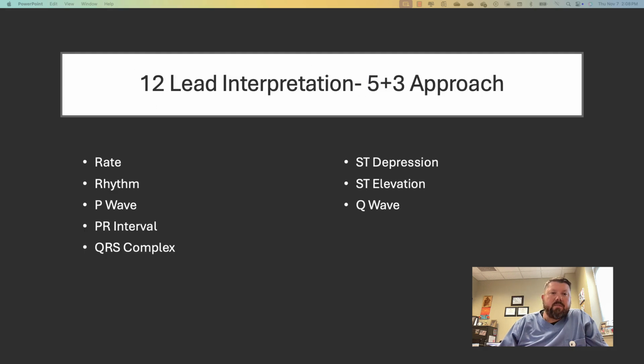So our 12-lead interpretation with the 5+3 approach. By the time that you've done your 12-lead, you should have already interpreted your underlying rhythm, and now we've already determined our rate, our rhythm, our P wave, the PR interval, and our QRS complex. Is it wide or narrow? So now we're looking at the J point to determine, do we have ST depression, ST elevation, or do we have a Q wave?